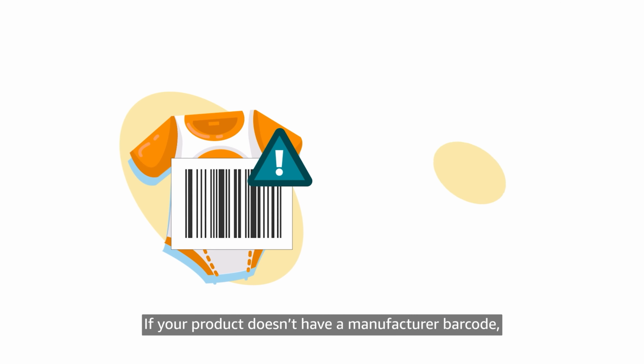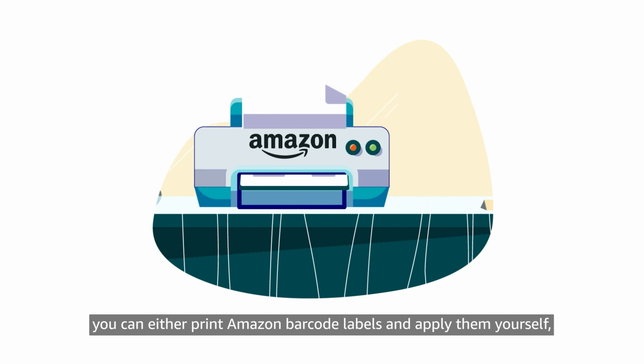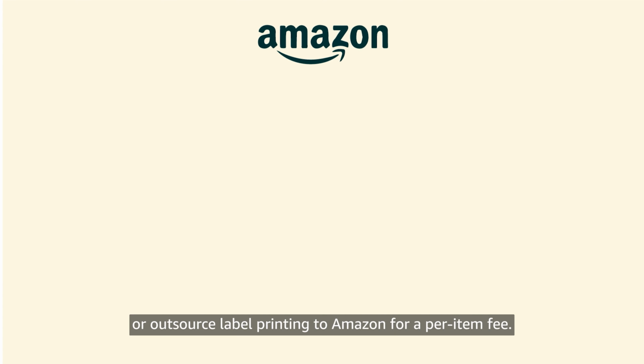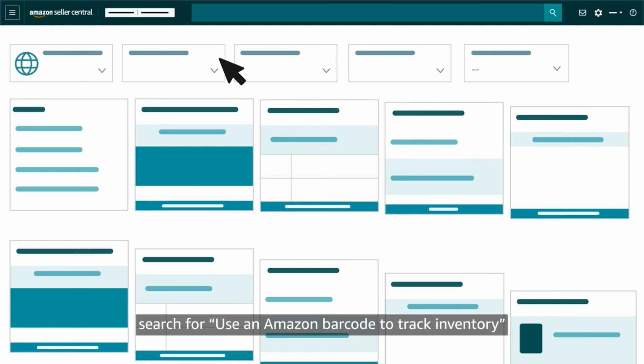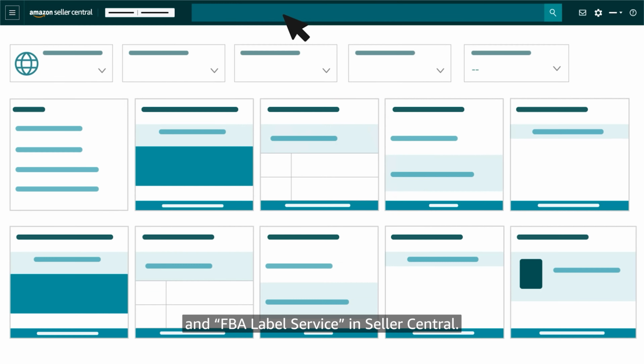If your product doesn't have a manufacturer barcode, you can either print Amazon barcode labels and apply them yourself, or outsource label printing to Amazon for a per-item fee. For more information, search for Use an Amazon barcode to track inventory and FBA label service in Seller Central.